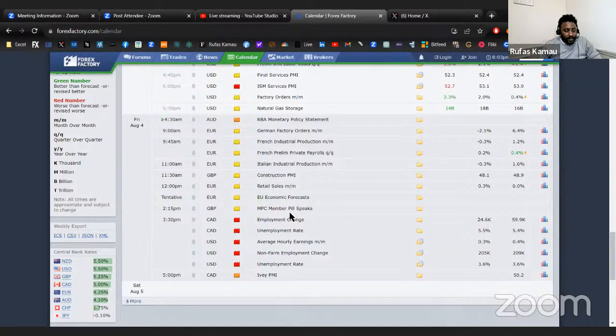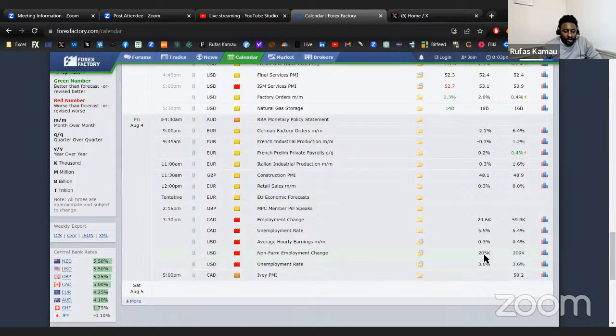The most important data point for tomorrow will be the unemployment rate for the US, the non-farm employment change, or what we call the non-farm payrolls, and of course, the average hourly earnings. So the Fed is focused on this data point, mainly because it has a direct impact on inflation. They want to see job market conditions softening. By softening, they want to see the unemployment rate rising.